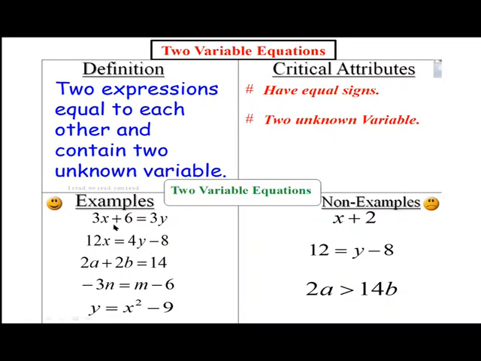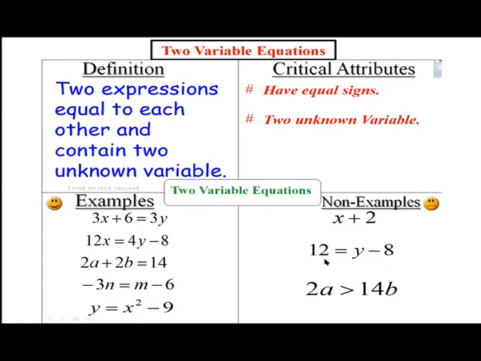Here are the examples given. 3x + 6 = 3y. Two expressions, they're equal to each other, and they have two unknown variables. Yes, x and y. Same thing with the next one: 12x = 4y - 8. 2a + 2b = 14. -3n = m - 6. And y = x^2 - 9. All of those are two expressions equal to each other with two different variables.